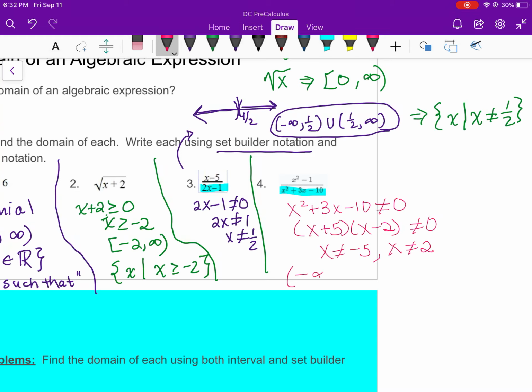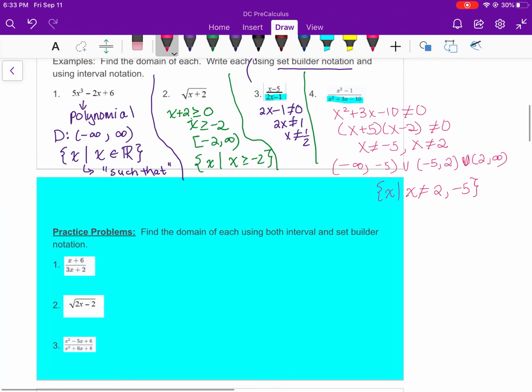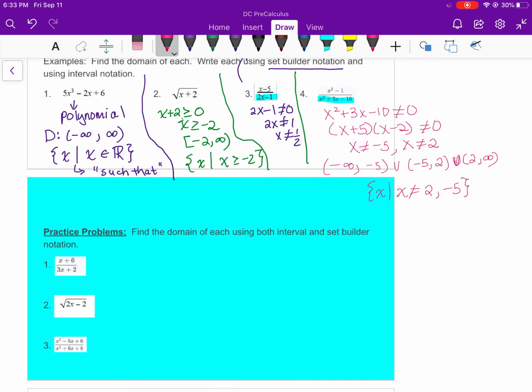So we're going to go from negative infinity to -5. We can include all numbers in between those values. And then we can take 2 to infinity. Set builder would be x such that x can't equal 2 and -5. And then you have some practice problems there.